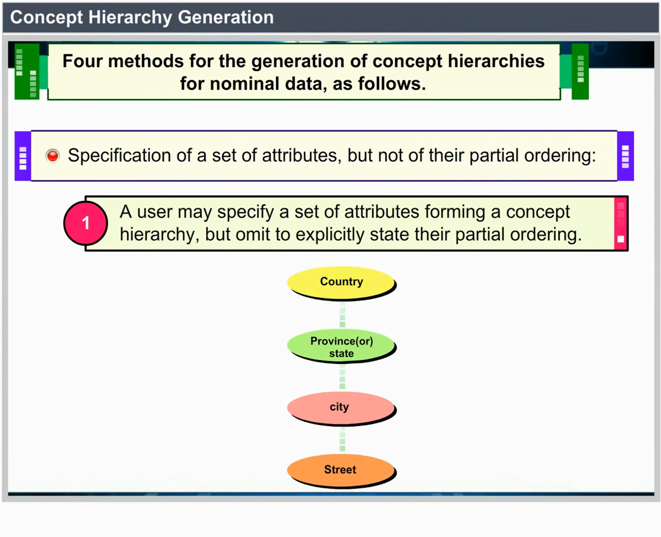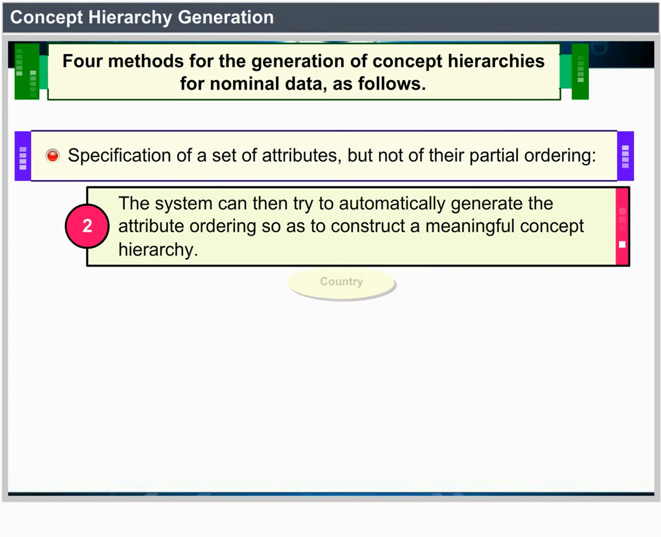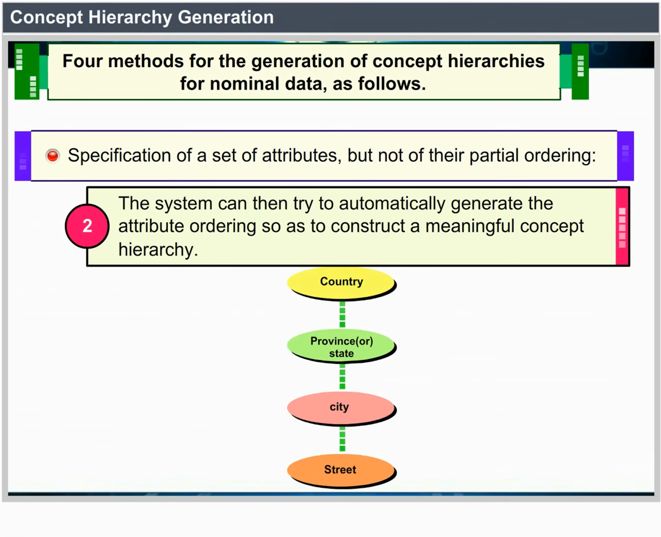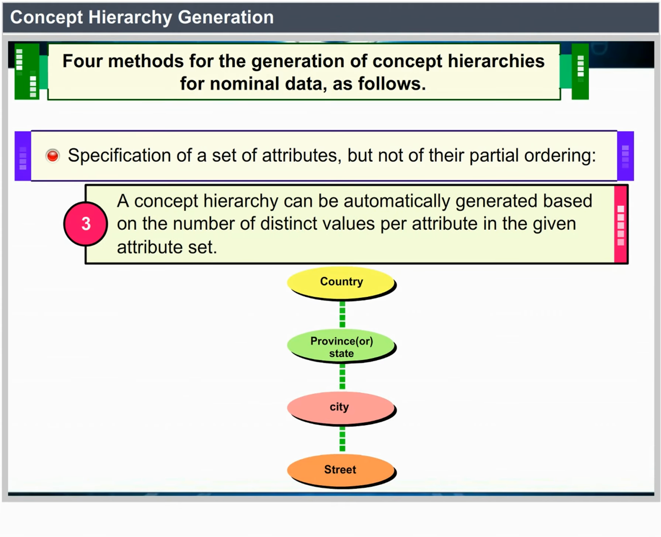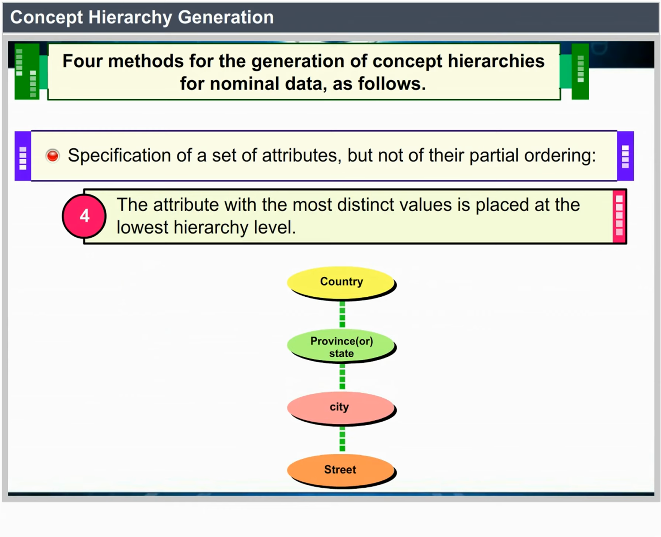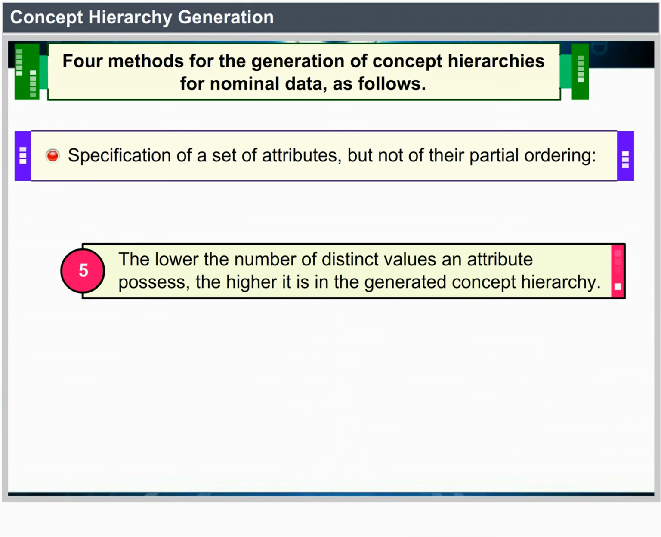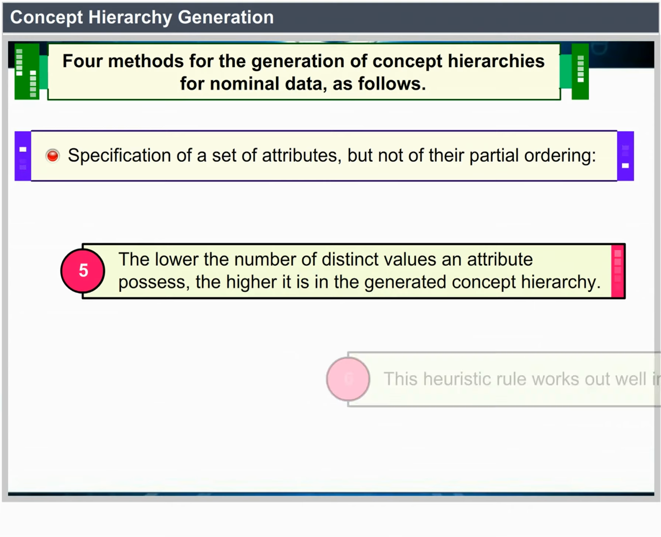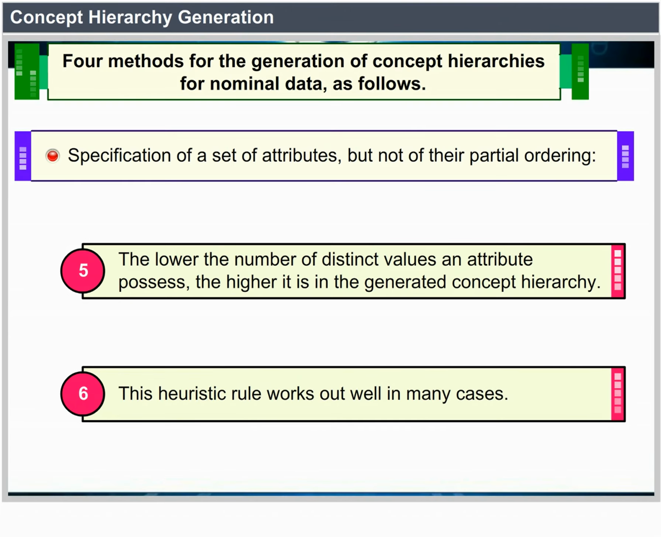Specification of a set of attributes but not of their partial ordering. A user may specify a set of attributes forming a concept hierarchy but omit to explicitly state their partial ordering. The system can then try to automatically generate the attribute ordering so as to construct a meaningful concept hierarchy. A concept hierarchy can be automatically generated based on the number of distinct values per attribute in the given attribute set. The attribute with the most distinct values is placed at the lowest hierarchy level. The lower the number of distinct values an attribute has, the higher it is in the generated concept hierarchy. This heuristic rule works well in many cases.